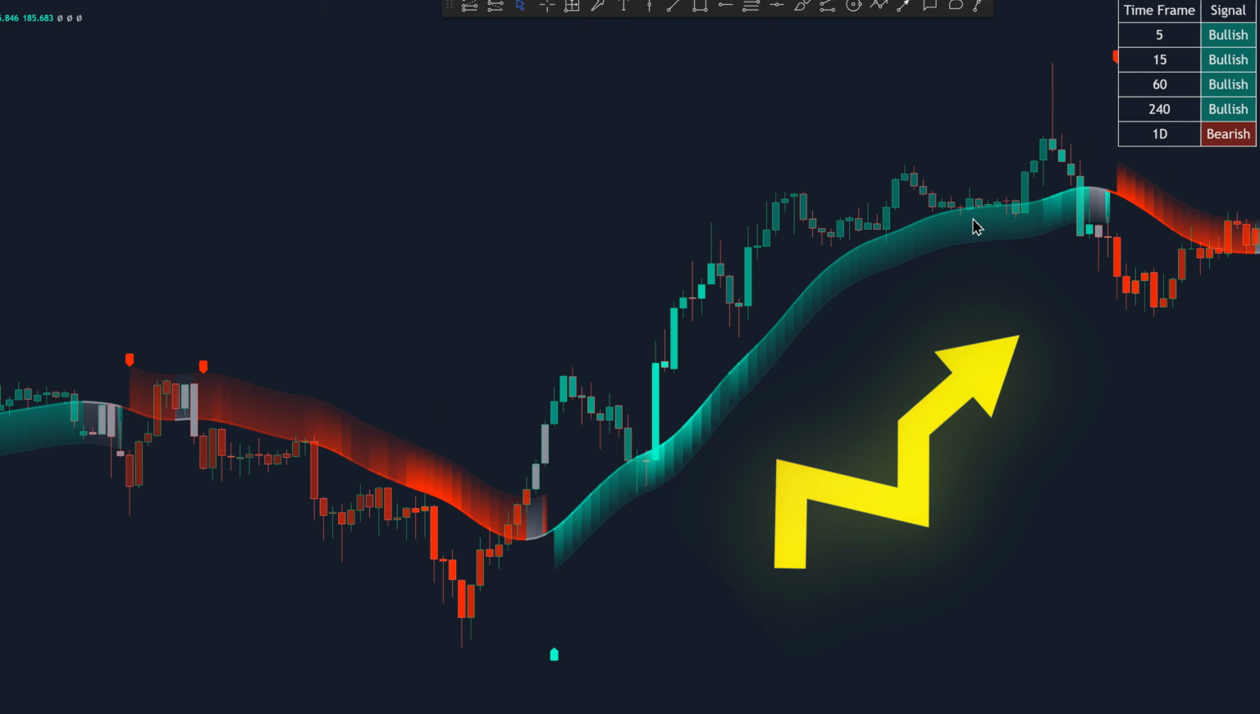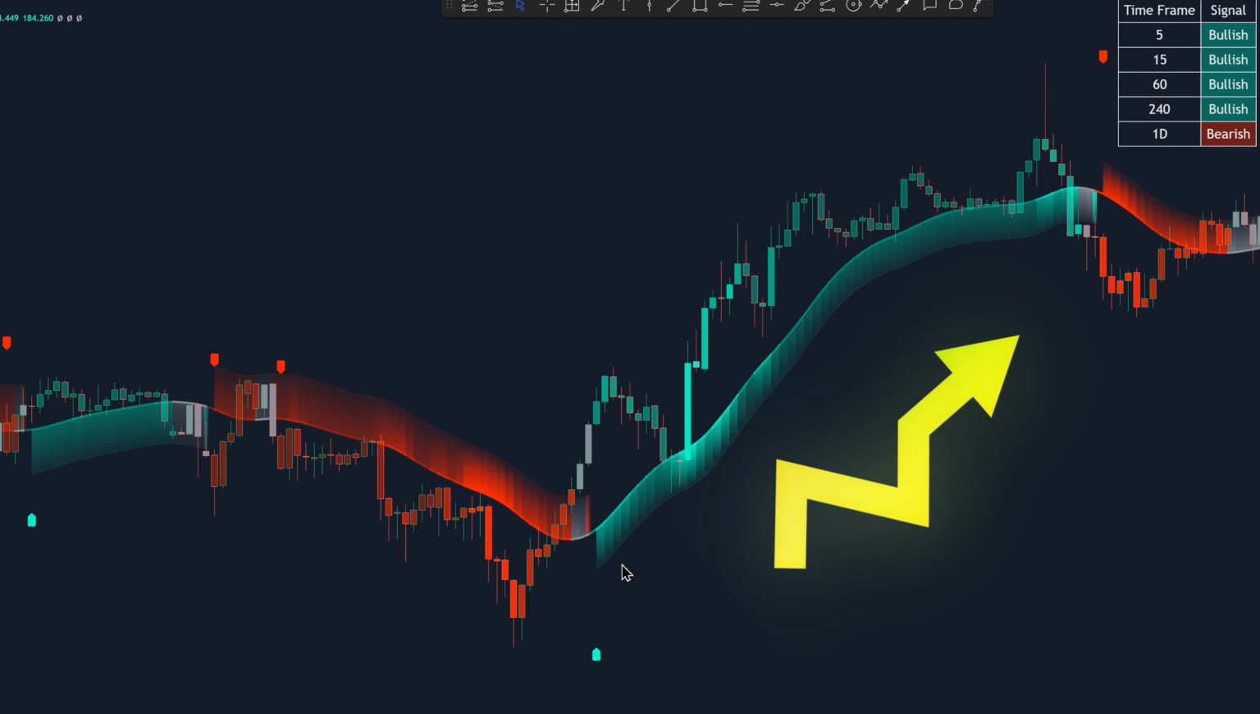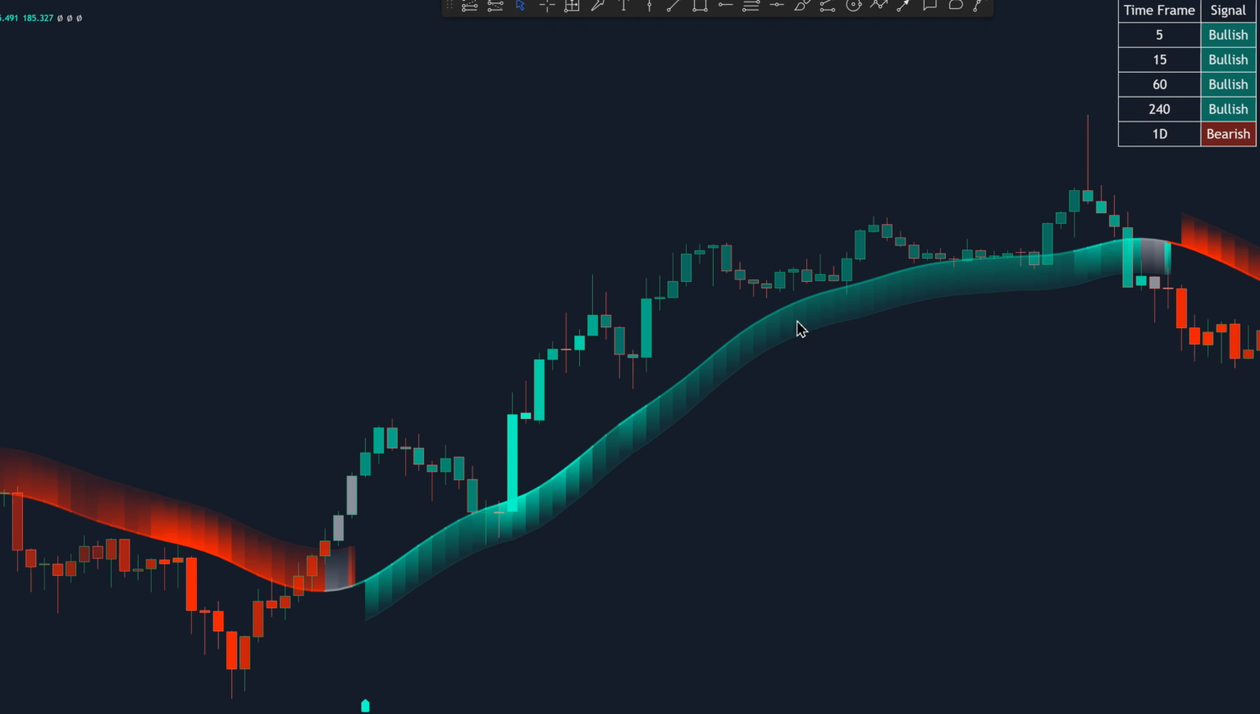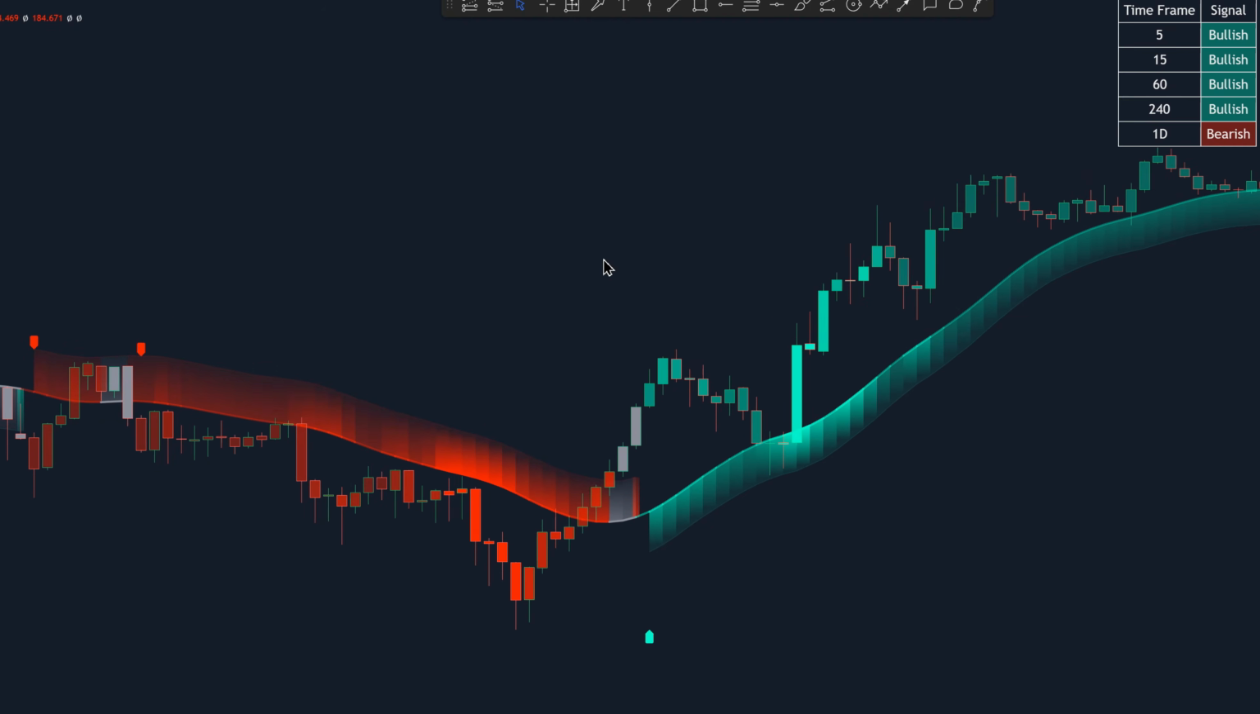In a bullish trend, you may want to consider taking trades when the band is not only green, but as bright green as possible, indicating increased market participation. Likewise, you may want to stay out of the market when the band is darker. The same concept applies for a bearish trend.